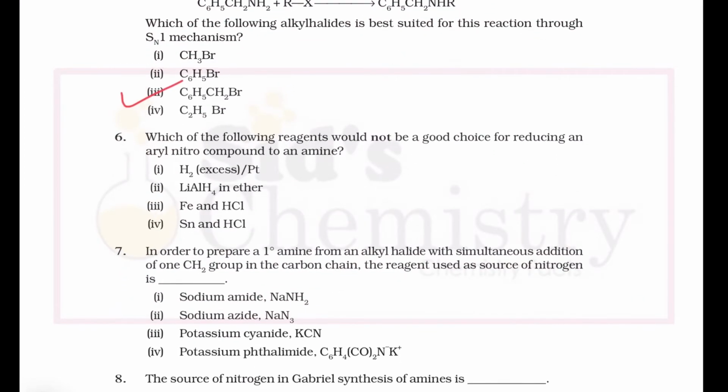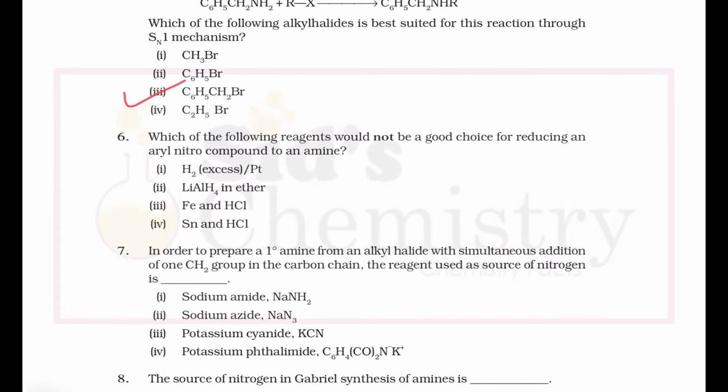Now coming to question number 6. Which of the following reagents would not be a good choice for reducing an aryl nitro compound to an amine? For such a reaction, weak reducing agents are required, while here out of the given options, lithium aluminum hydride in ether is acting as a strong reducing agent, so it is not a good choice for such a reaction. So the correct answer will be option number 2.